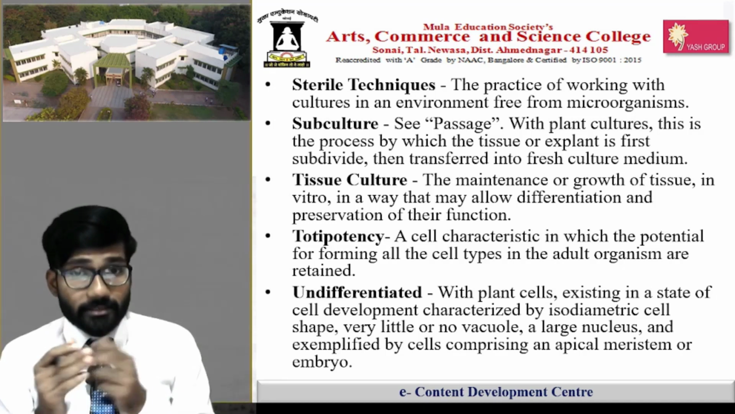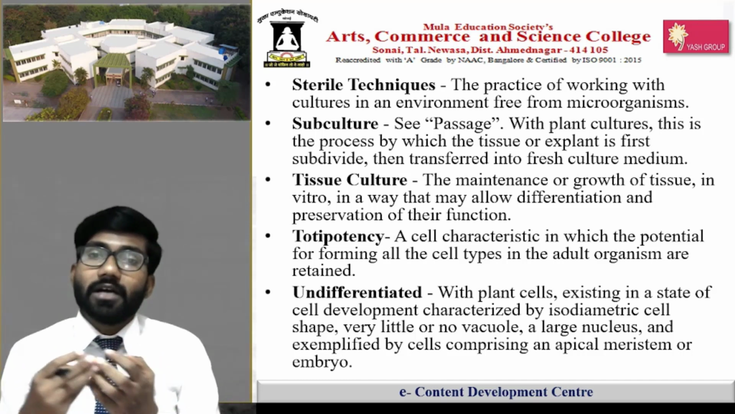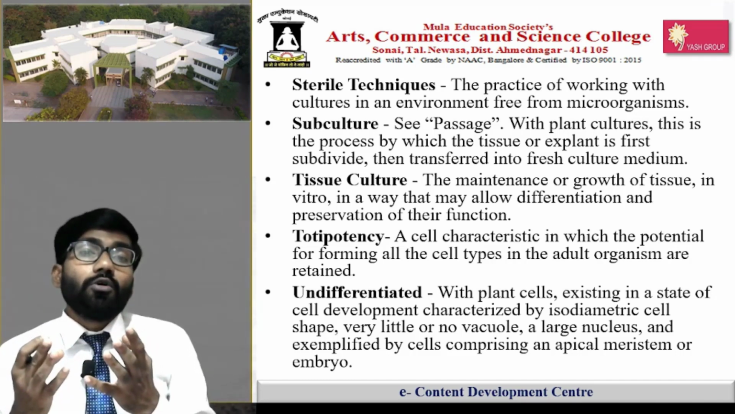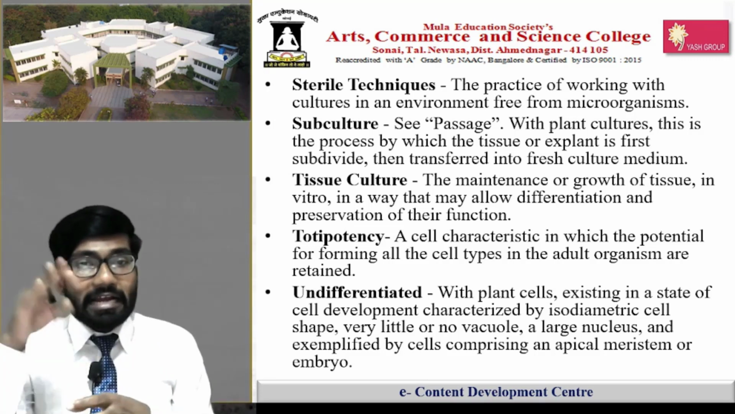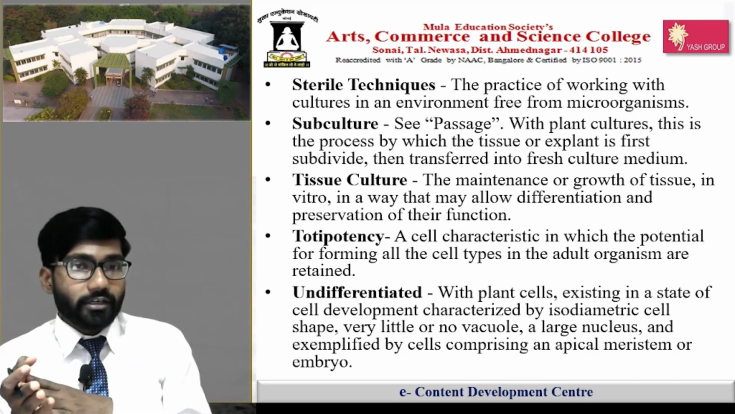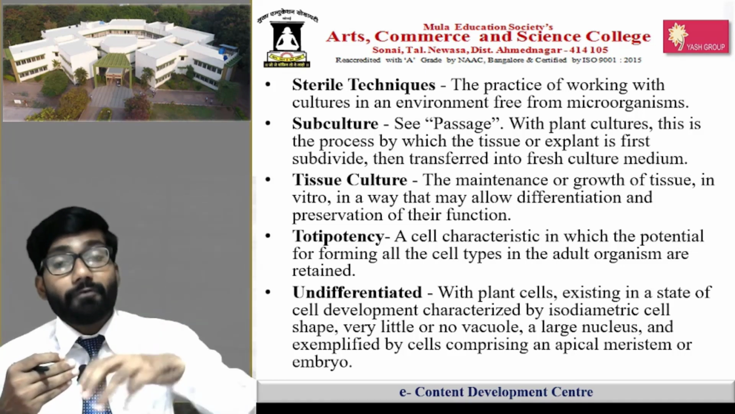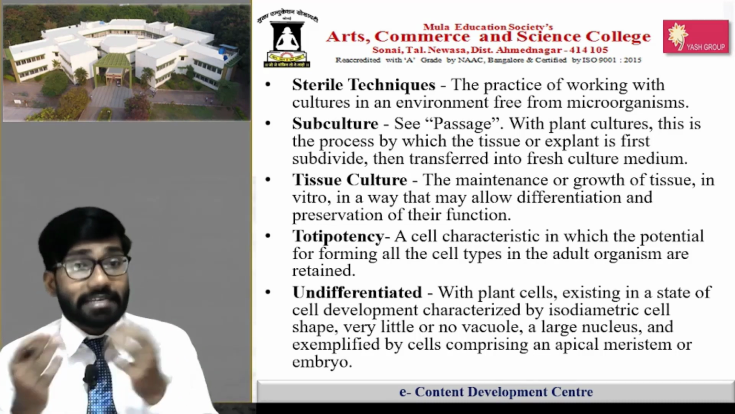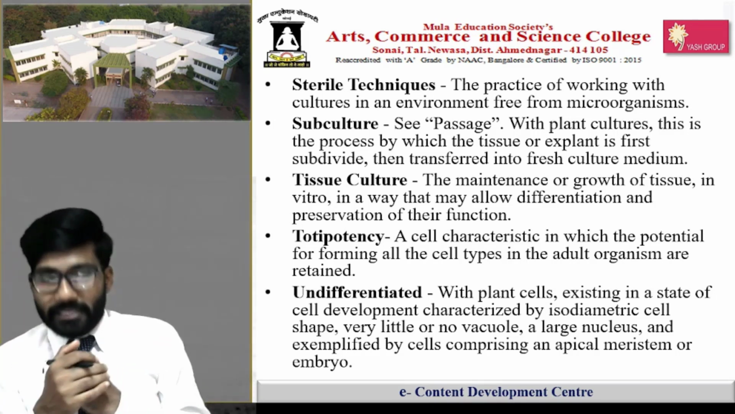Totipotency is a characteristic in which the potential for forming all the cell types in the adult organism is retained. Mainly, in simple way, totipotency is the ability of a cell to divide and create a whole plant body from a single cell. It is the ability of plant cell. But in animal, only the four cell stage of embryo can have the totipotency ability. Stem cell has totipotency ability. But in plant, every cell has totipotency ability.